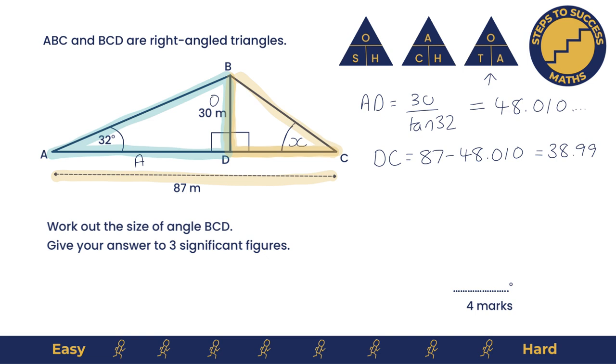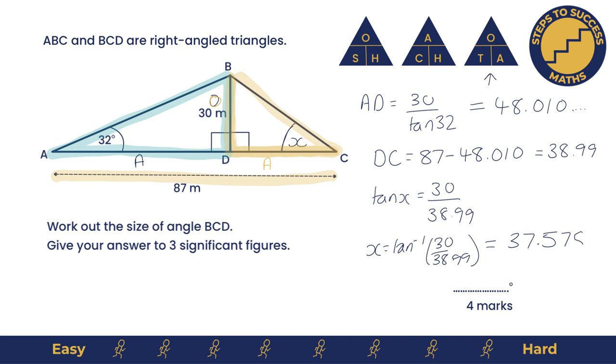So we know the opposite and we know the adjacent. So tan X is equal to 30 over 38.99. And then X is equal to tan to the minus 1 of 30 over 38.99. And if we put that on our calculator, we get 37.575. And we need to round that to 3 significant figures, 37.6.